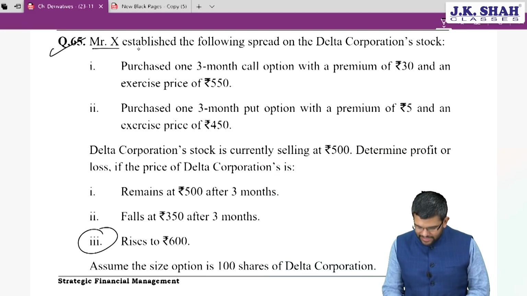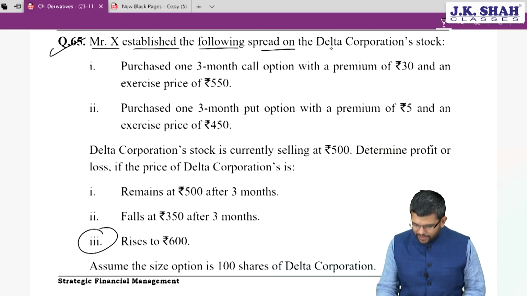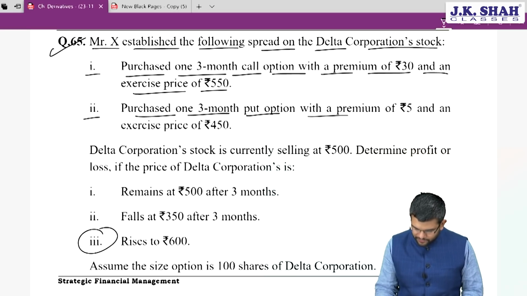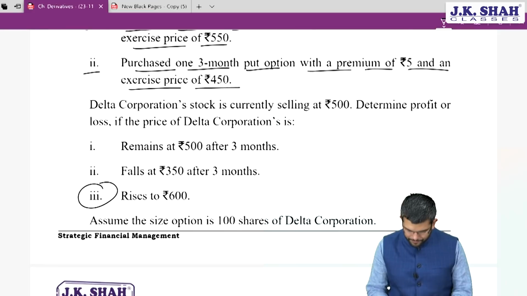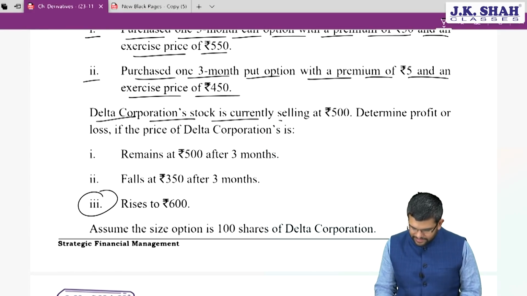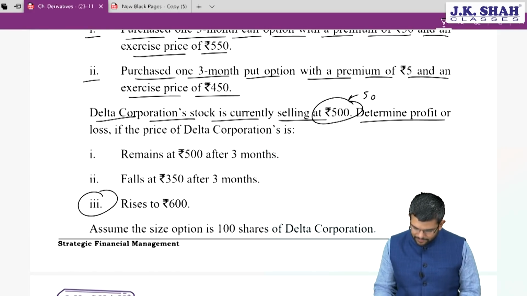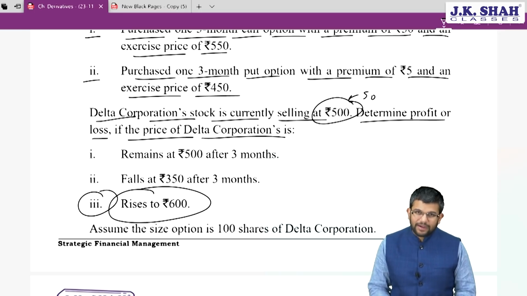Yes, so Mr. X established the following spread on the Delta Corporation stock. He purchased one 3-month call option with a premium of 30 and exercise price of 550. He purchased another 3-month put option with a premium of 5 and an exercise price of rupees 450. Delta Corporation stock is currently selling at rupees 500. This is your S0. Determine profit or loss if the price of Delta Corporation stock is going to rise to 600 on the due date.